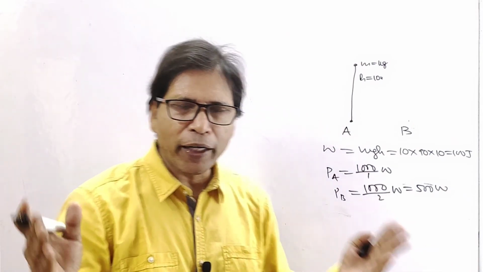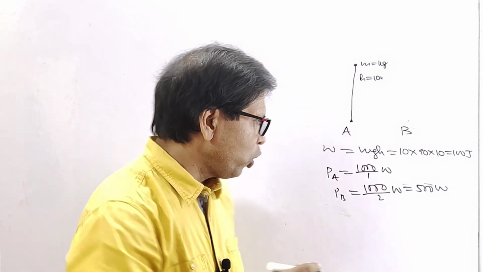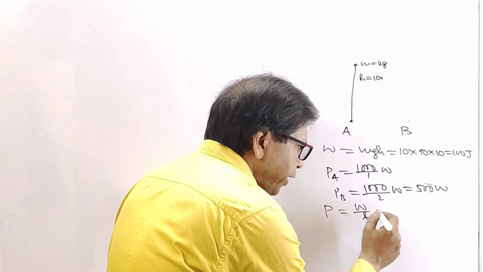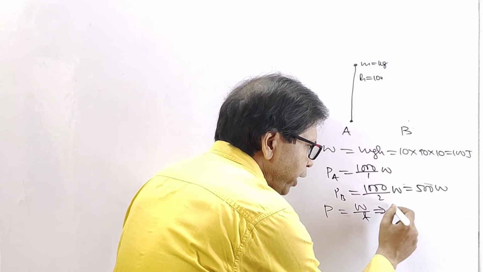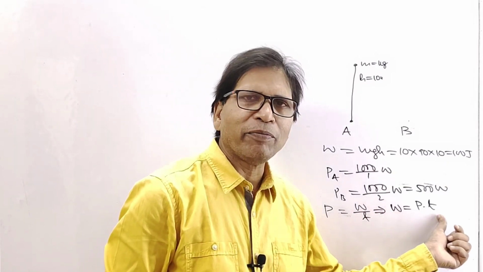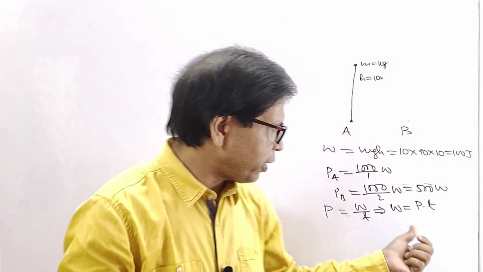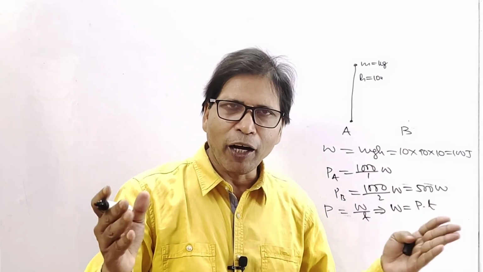Okay, now the commercial unit of energy. We know P equals work done by time, that is energy by time. So energy equals power into time. The commercial unit of energy is the kilowatt hour.